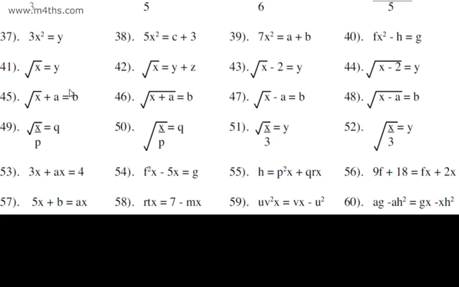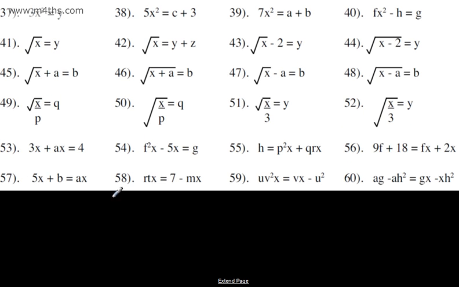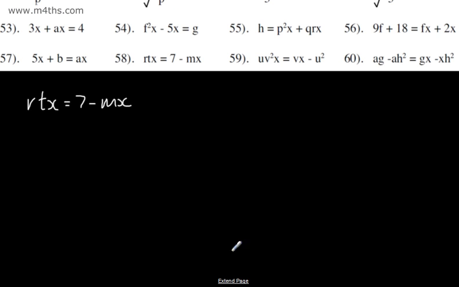Okay, let's have a look at some of these right here. Let's go for this one. So we got rtx. So rtx is equal to 7 minus mx. When we looked at solving linear equations, we got x's on one side and numbers on the other. So the first thing I want to do is get the x's, anything with an x in it, on the left-hand side, anything without an x on the right-hand side. So I'm going to have rtx plus mx. I'm simply adding this to both sides of the equation, which is going to give me 7.